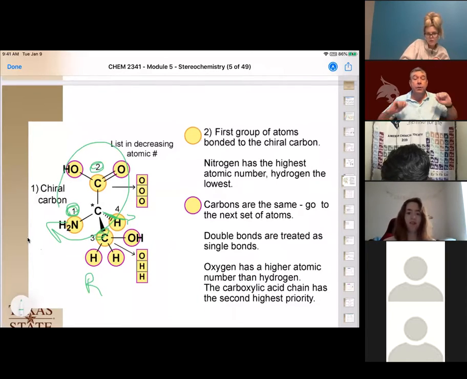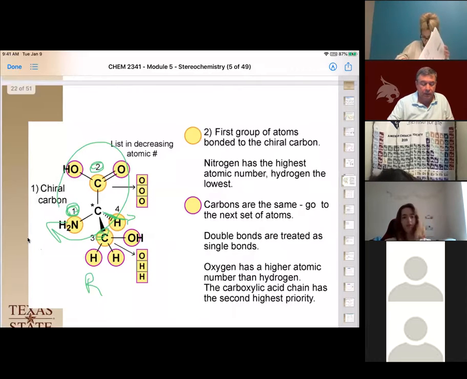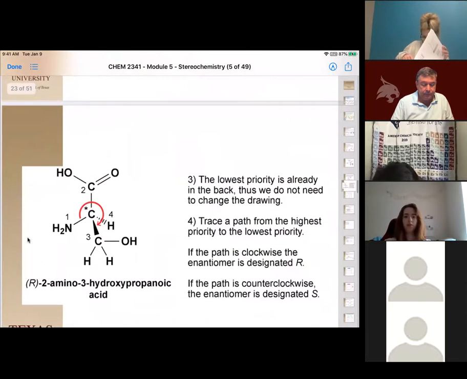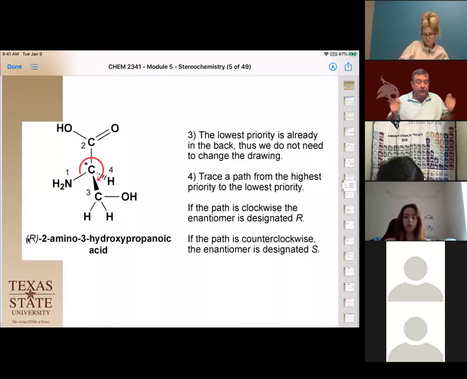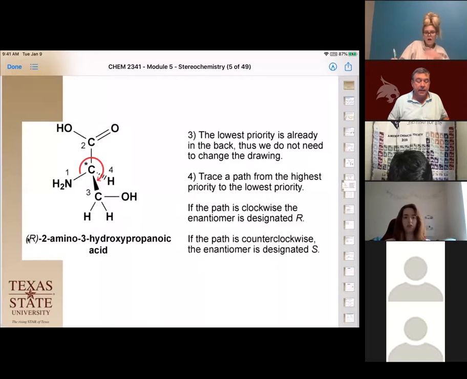Okay, so do you understand rule number 1, rule number 2, and rule number 3? Because these are the 3 rules we'll use to assign priority. Once you assign priority, you use clockwise and counterclockwise, that's from your perspective, to assign R and S. Clockwise is R, counterclockwise is S. Okay, and it looks like we did assign this correctly because we had our 4 in the back, and we had our clockwise position, which designates it as our R isomer.